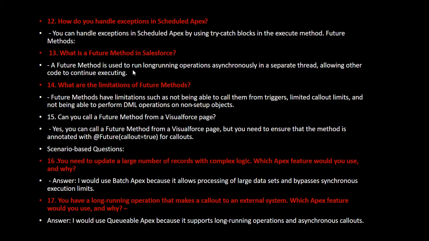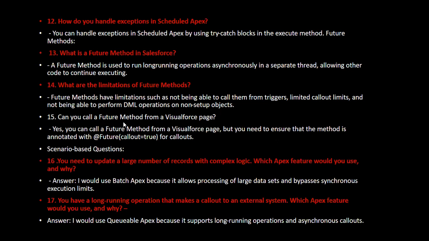A future method is used to run long running operations asynchronously in a separate thread, allowing the rest of the code to continue execution. Next question, what are the limitations of future methods? Future methods have limitations such as not being able to be called from triggers, callout limits, and not being able to perform DML operations on non-setup objects.